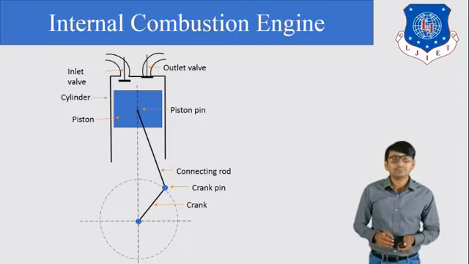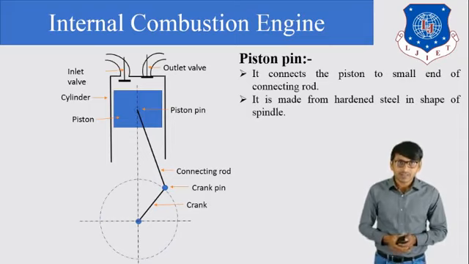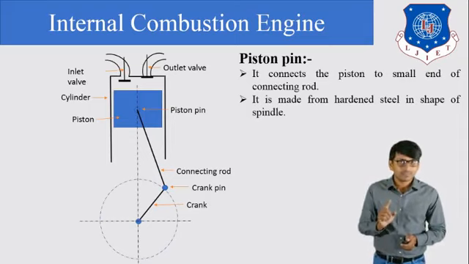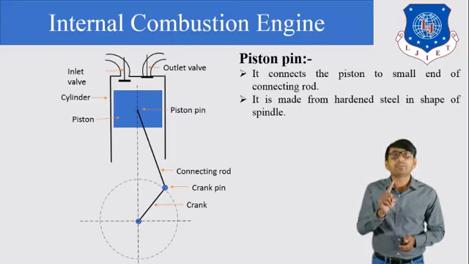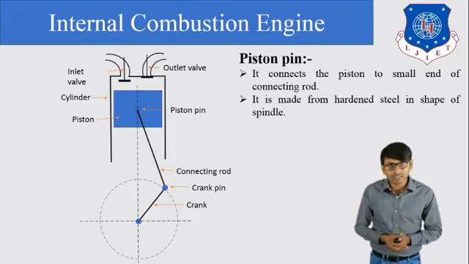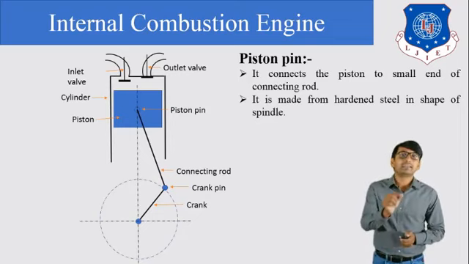Then the piston pin. It connects the piston to the small end of the connecting rod, and it is made from hardened steel in the shape of a spindle. So the piston pin is generally used to connect the piston to the connecting rod.